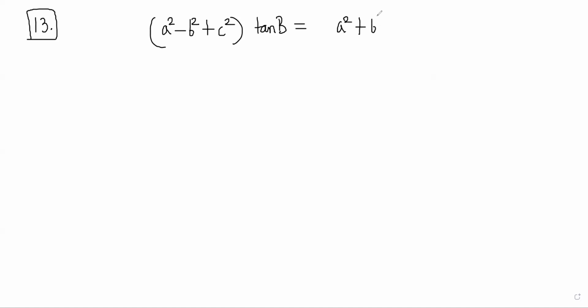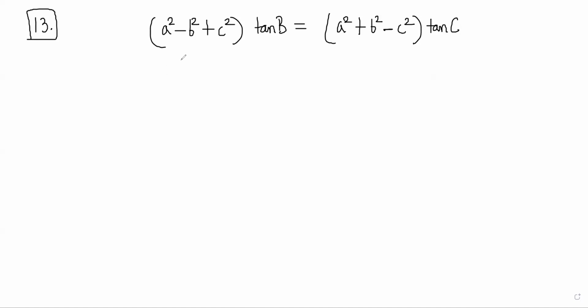What is the next doubt? Question number 30. Tell the question once. (A square minus B square plus C square) in the bracket into tan B is equal to (A square plus B square minus C square) in the bracket into tan C.